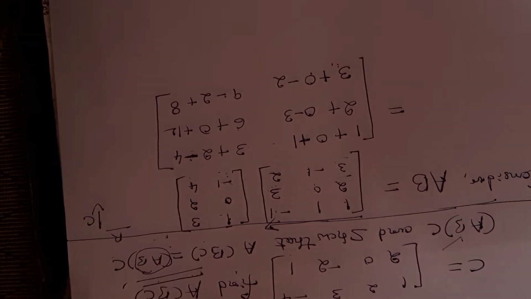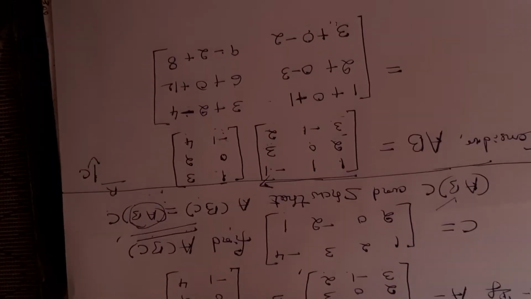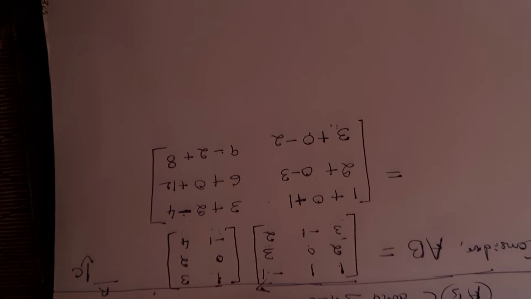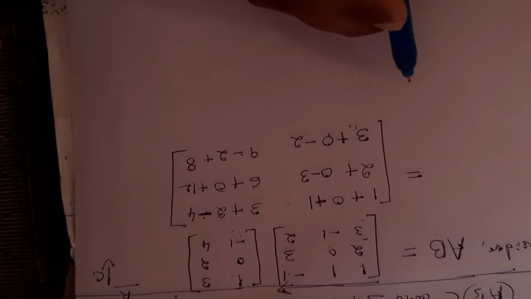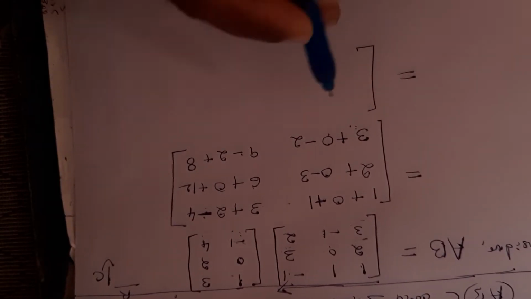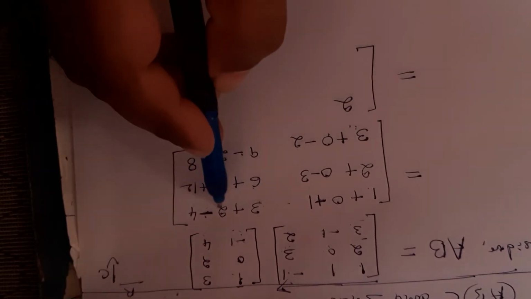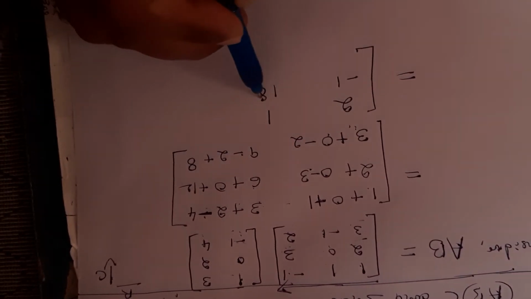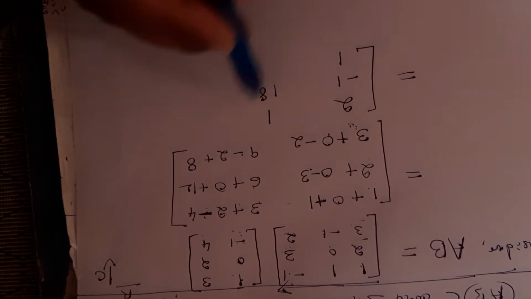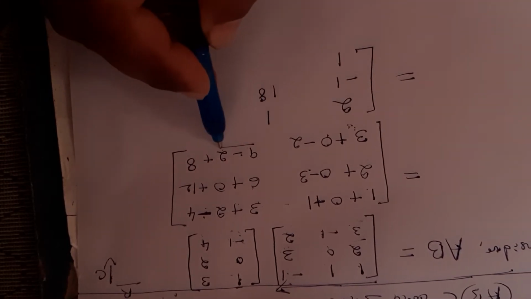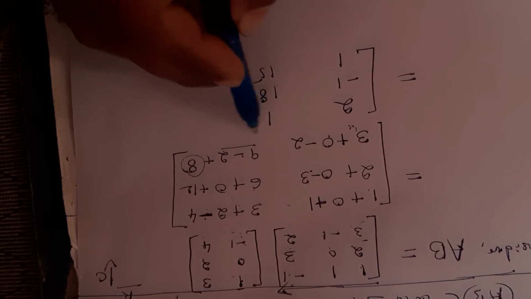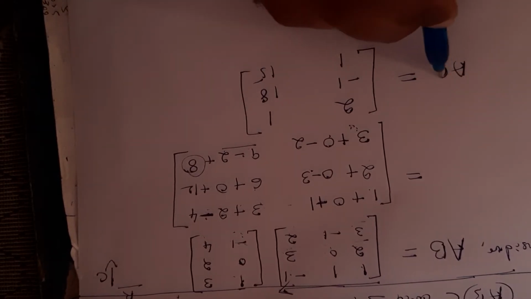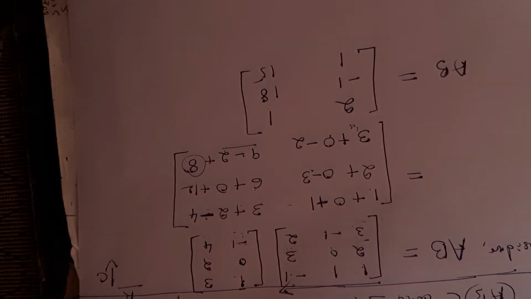This is a very important step here. Next, we shall simplify this. 1 plus 1 is 2, 3 plus 2 is 5, 5 minus 4 is 1. Then this will be minus 1, this is 18. Then 3 minus 2 is 1. And 9 minus 2 is 7, 7 plus 8 is 15. So this is the product of A and B.